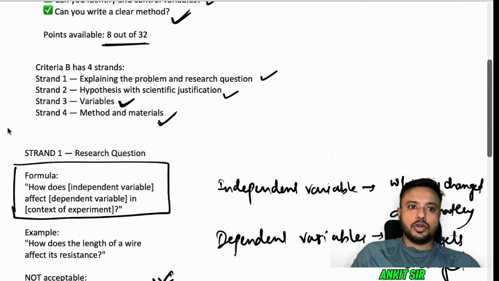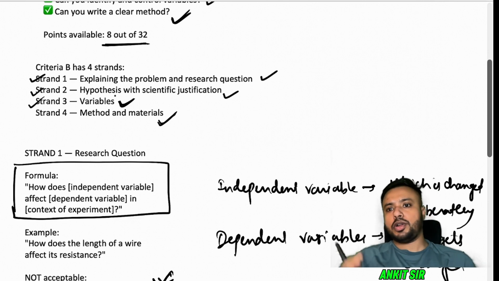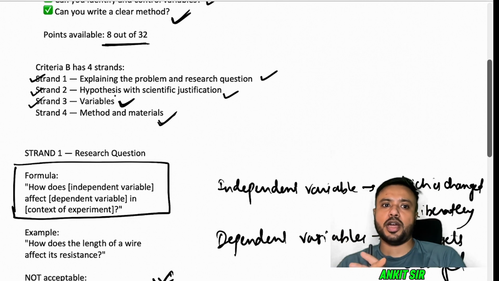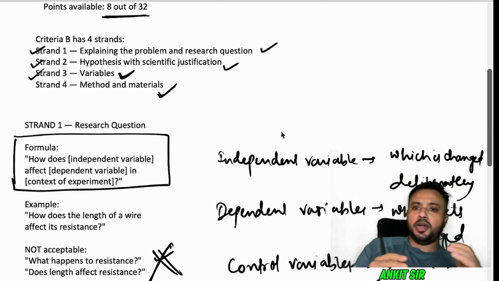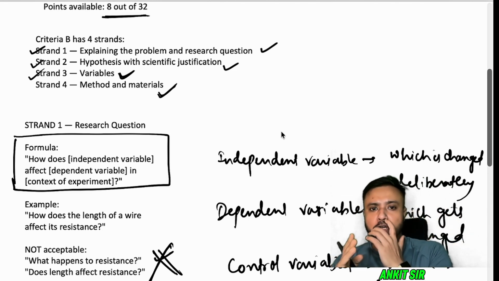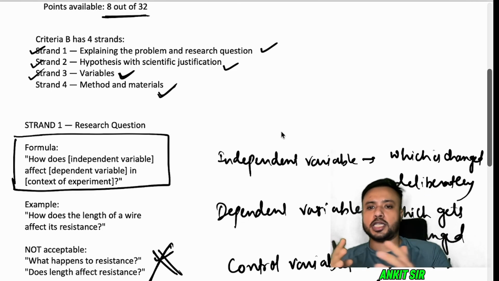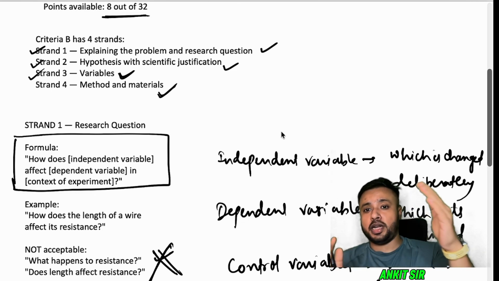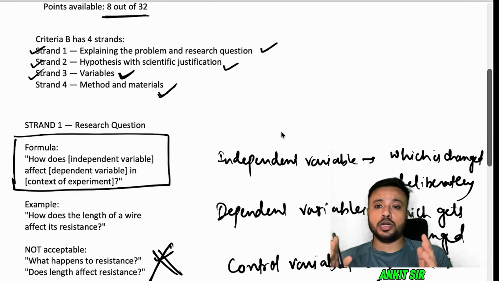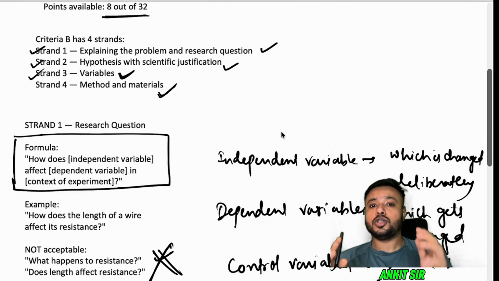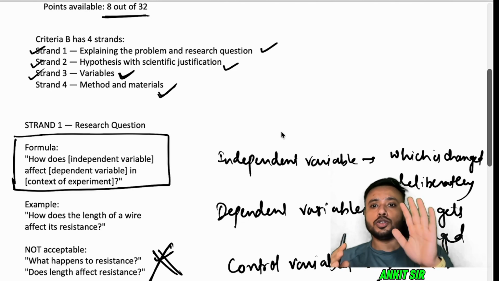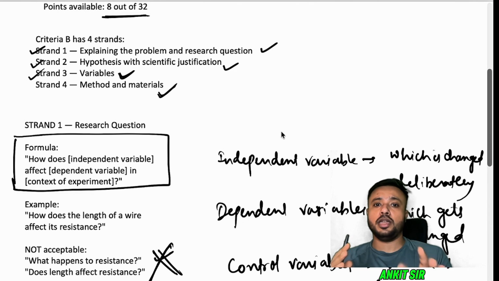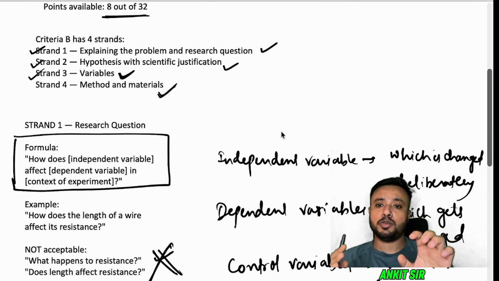So guys, till now we have already discussed strand 1, strand 2, and strand 3. I have already explained how to write the research question, how to write the hypothesis and justify it, and how to decide the variables. Strand 4, as you know, is where we have to write the experiment fully. I am going to cover that in the next video, guys. Writing the experiment in criteria B holds 15 marks, so that's a lot. I'm going to create a separate video on that topic and upload it soon. Till then, you must practice all the past papers, guys.